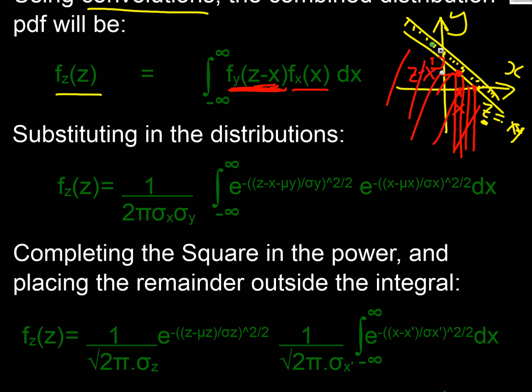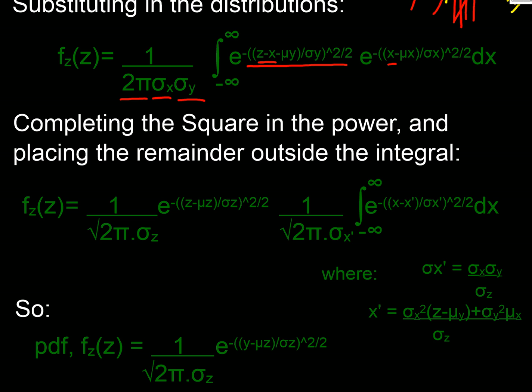And if we substitute in our two normal distributions, then we're going to end up with our root 2 pi, so they come together to become 2 pi, our sigma x and our sigma y out the front. And then we've got our integral, so we've got our e to the power in relation to our y, which is going to be x minus z, and then we've got our e to the power with our function x squared over 2.